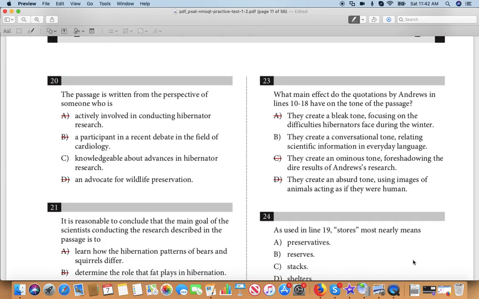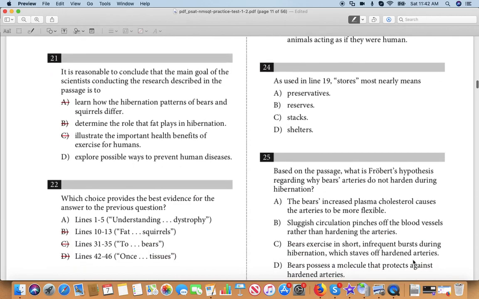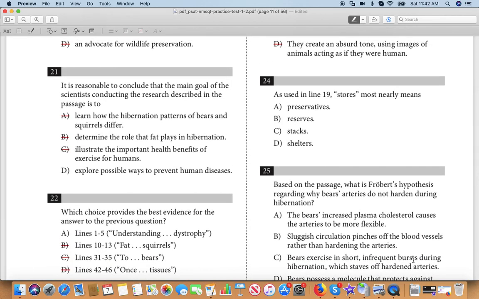Any questions about that? No. But I'm glad you were thinking so clearly it didn't even cross your mind that was possible. I think that's a good sign. Go to your question number 24 for me, please. As used in line 19, stores most nearly means. I love this question so much. You know what to do here, right?